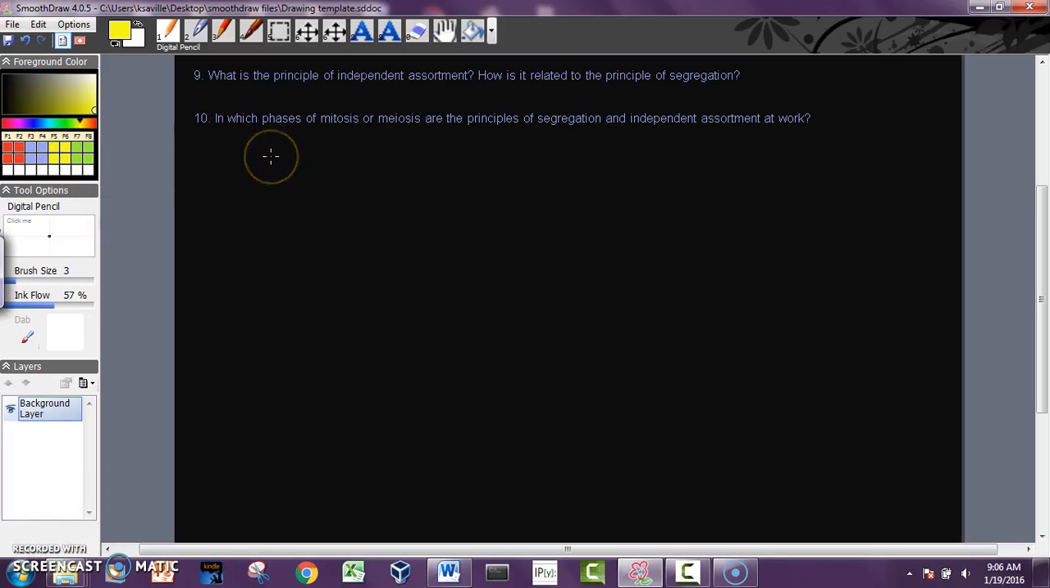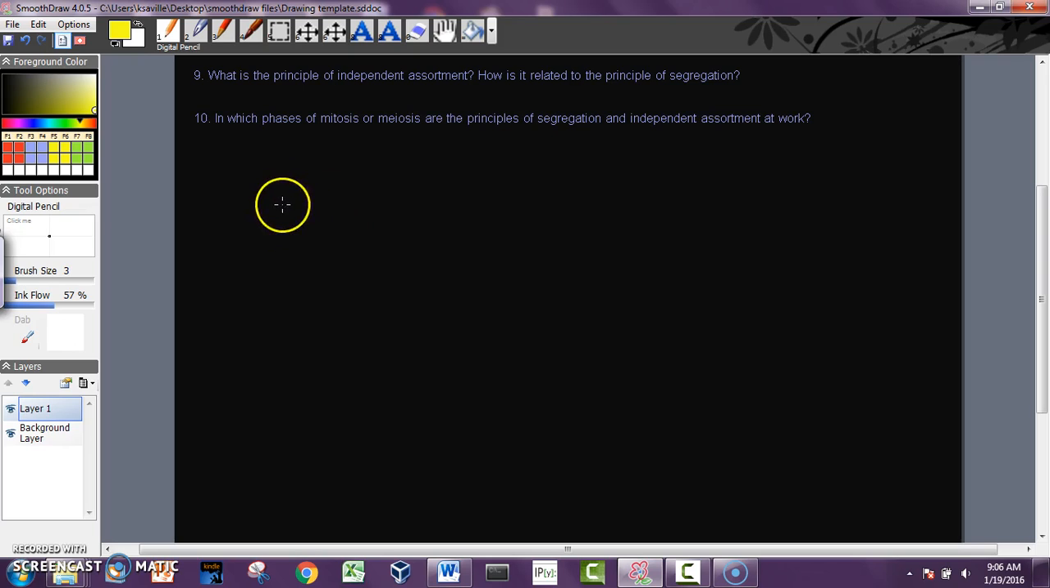Alright, so here are a couple of other problems. This is Pierce's Chapter 3, problems 9 and 10. They're both pretty related, so I do both of them. Independent assortment and segregation of alleles are really the two things going on with Mendel.